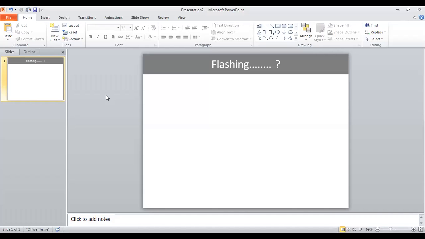Flashlight means it's a sudden, very intense light coming for a very short period of time. It's a flash. A good example for flashing is the camera flashlight. You cannot notice when it's on and when it's off, but suddenly a very intense bright light comes and goes. So that is one very good example for flashing.